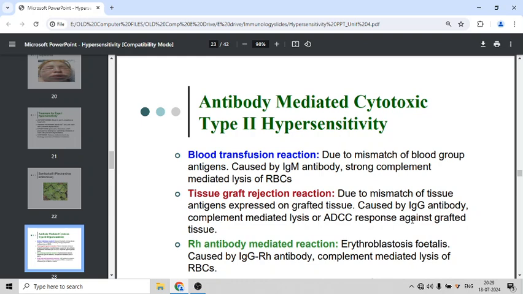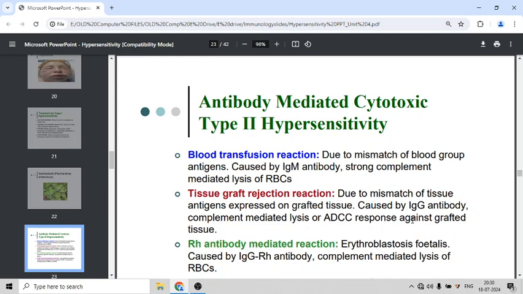then the person who receives the graft or the tissue would mount an immune reaction against the antigens that are present on the foreign tissue that has been transplanted into the person. This reaction is going to be so severe, and the antibodies that are produced against these mismatched antigens of the tissue will be IgG type. And these IgG antibodies will start binding to the grafted tissue and initiate complement mediated lysis of the grafted tissue if the person doesn't take care by using immunosuppressive drugs.